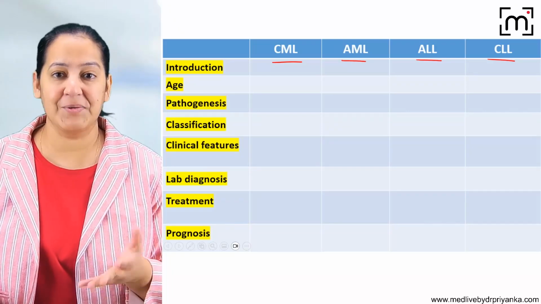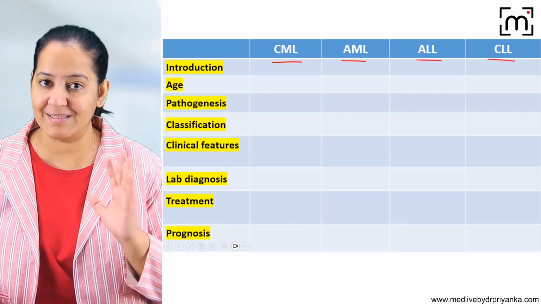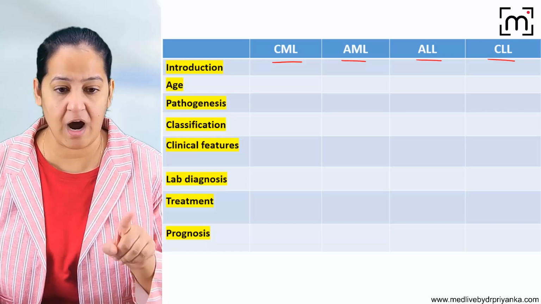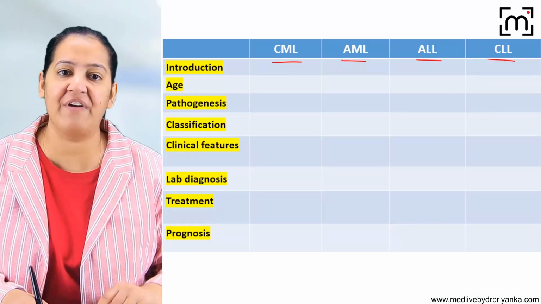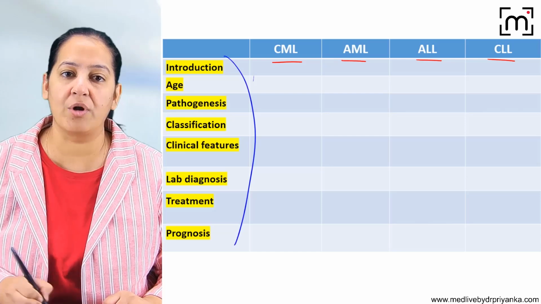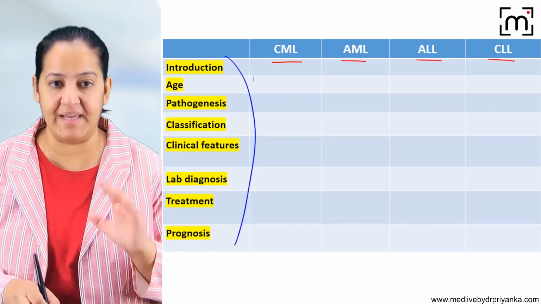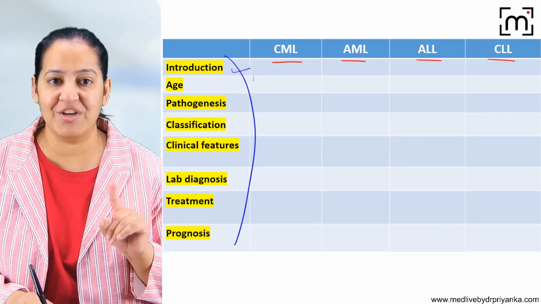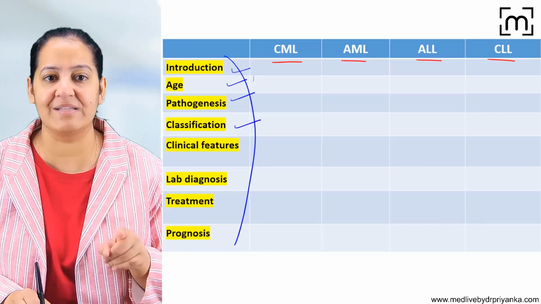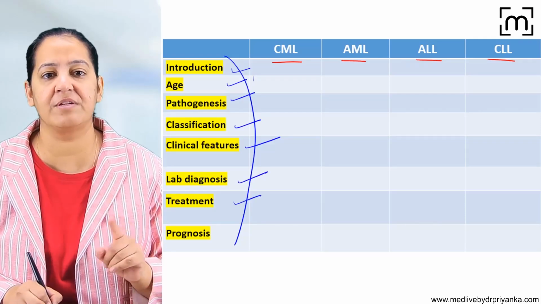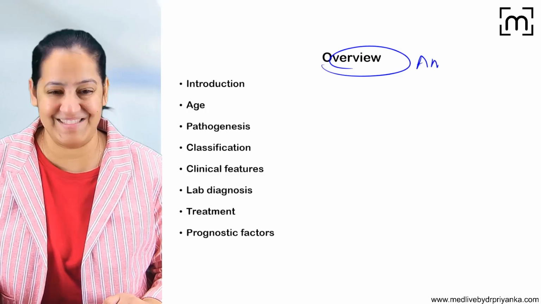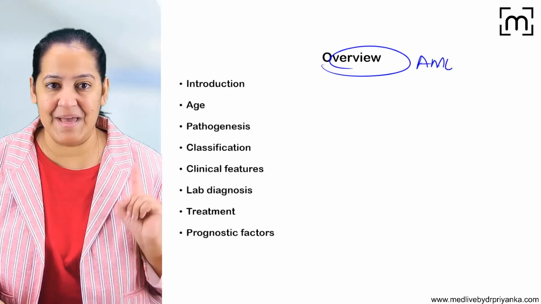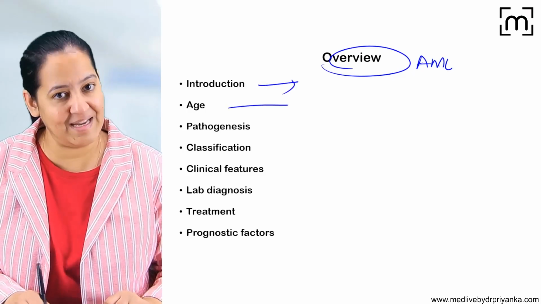I request all my dear students to take out their notebook and pen and start filling this table with me. If you have the hard copy of the book, the table is given to you. You just start filling it. Under a fixed set of headings, we are going to discuss all types of leukemias. The fixed set of headings is: first the introduction, then age, then pathogenesis, classification, clinical feature, lab diagnosis, treatment, and finally prognosis. So we will discuss AML also under the same headings. Let me tell you the introduction and age of AML.